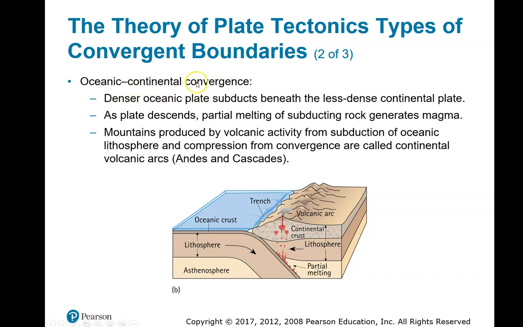We're still on ocean-continental convergence. The denser oceanic plate subducts. We just said that. As the plate descends, partial melting occurs, generating magma. I just mentioned all this. The mountains produced by volcanic activity from subduction, lithosphere, and compression and convergence. Okay, yeah. So we see this, of course, with the Cascade Mountains in North America and the Andes Mountains in South America.